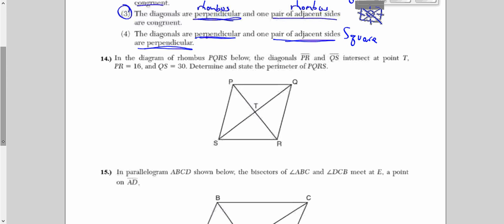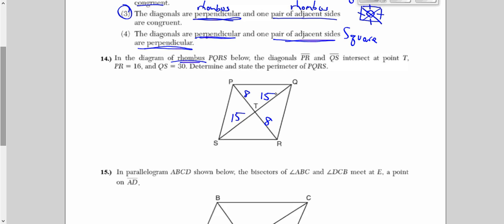I want to label this diagram. And again, by probably, I mean definitely. What is the shape? Good. Got to know that, right? So point T, so PR is 16. That means these guys are 8 and 8. So this is looking a little familiar, isn't it? And QS is 30. That means these two are what? 15 and 15.